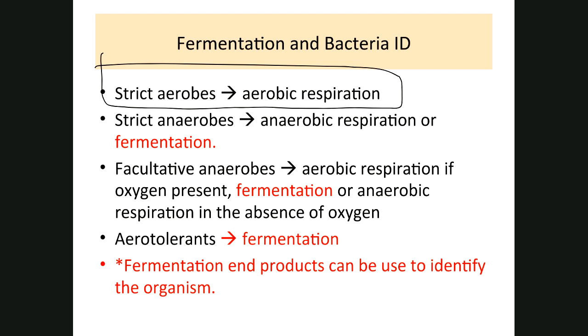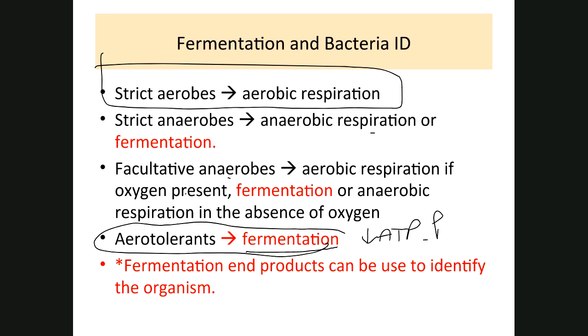Strict anaerobes will either go anaerobic respiration or fermentation, depending on the conditions. Facultative anaerobes, they can do it all: aerobic respiration, anaerobic respiration, and fermentation. Aerotolerant organisms, fermentation only. They're the unlucky ones. And notice that fermentation only means very little ATP being made, meaning poor growers. They don't grow very well at all.